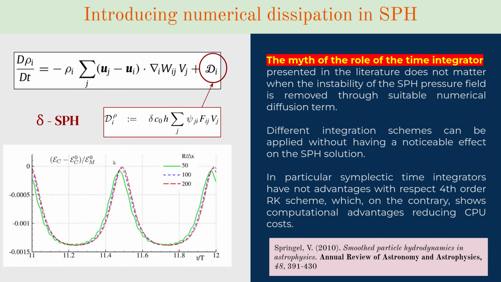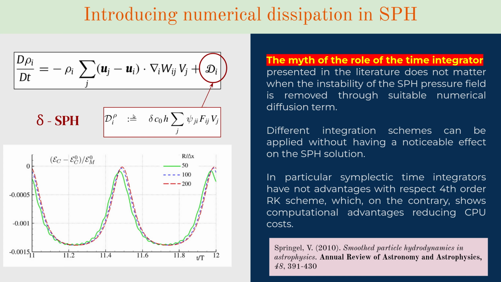Once again, this plot shows the convergence of the internal energy as the number of particles increases. When numerical diffusion is introduced in the continuity equation through the delta term, the unphysical high-frequency chaotic motion of the particles is effectively removed. As a consequence, the role of the time integration scheme becomes much less critical, and we can safely use a fourth-order Runge-Kutta method with large CFL numbers, significantly reducing the computational cost.